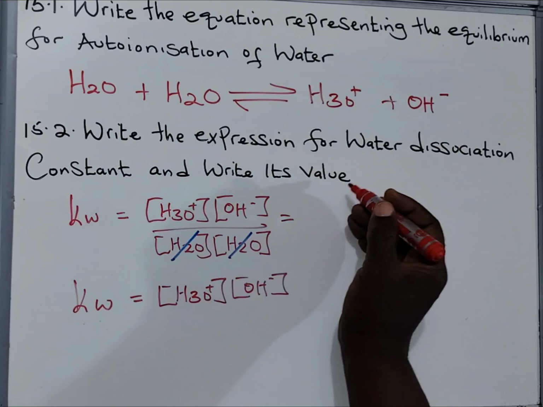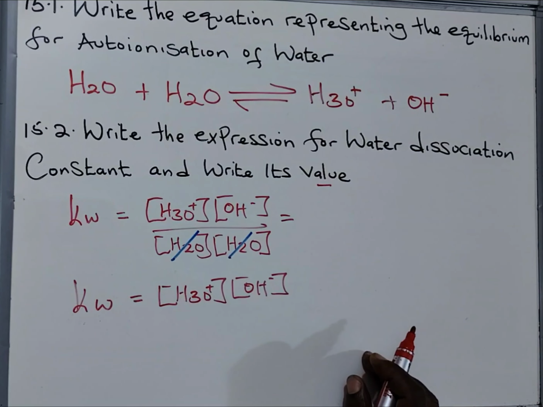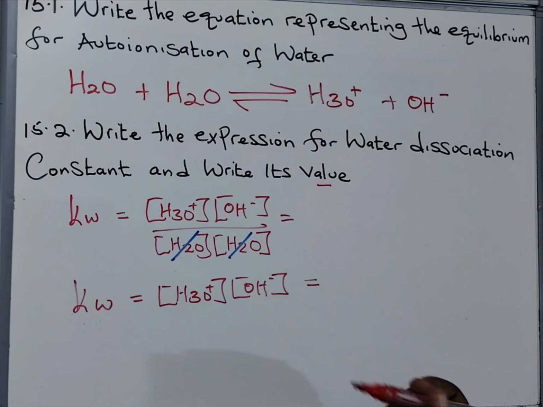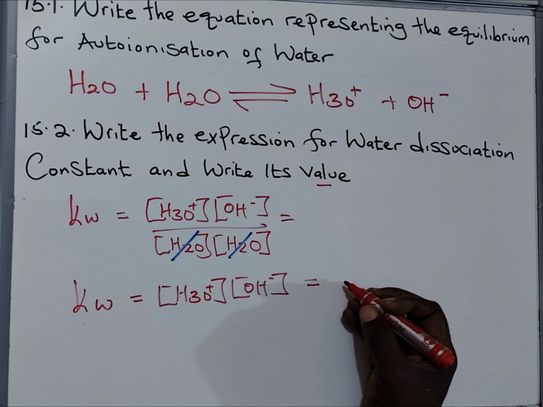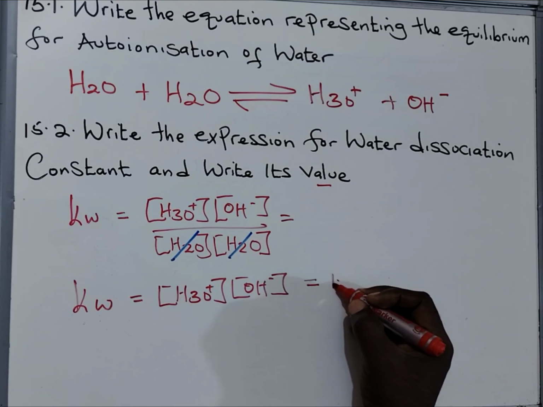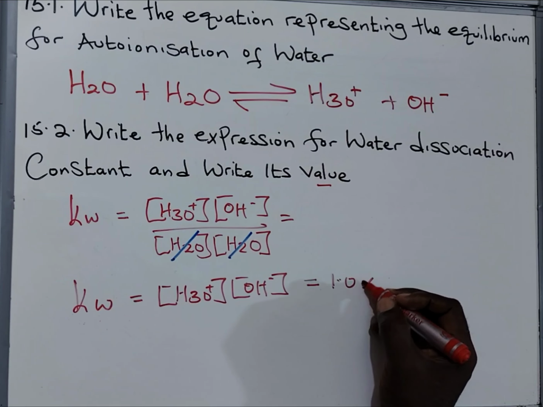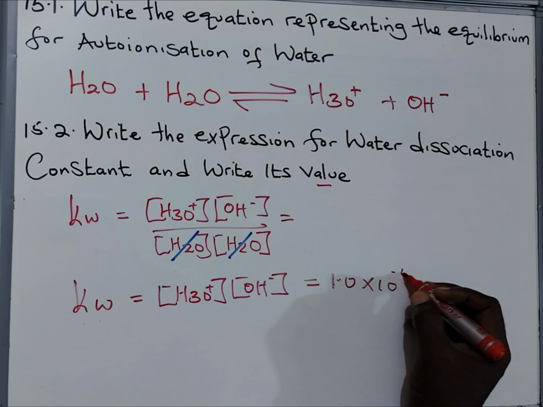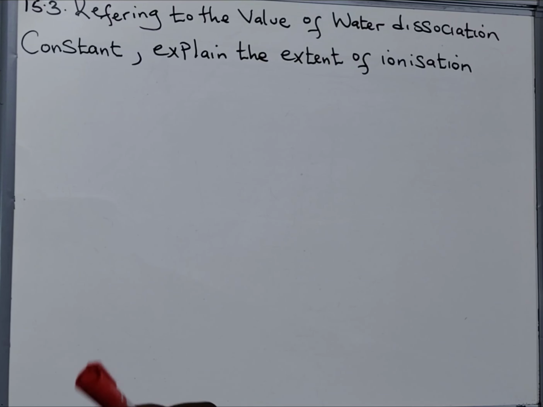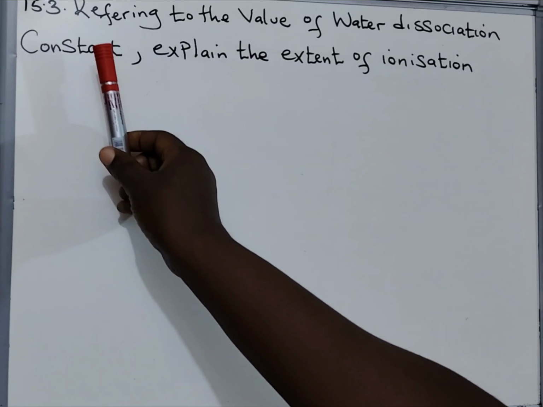But they said we write its value. Kw is known and presumed to be constant at 25 degrees Celsius, which is equal to 1.0 times 10 power minus 14. Now we come to this question.